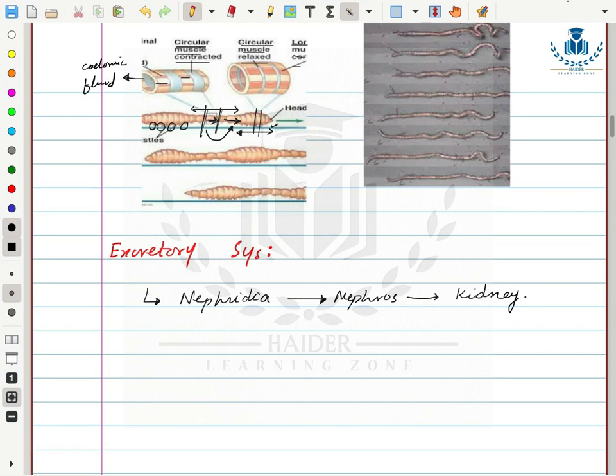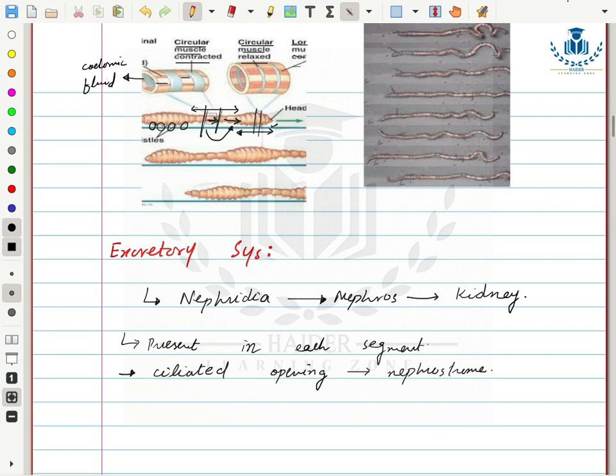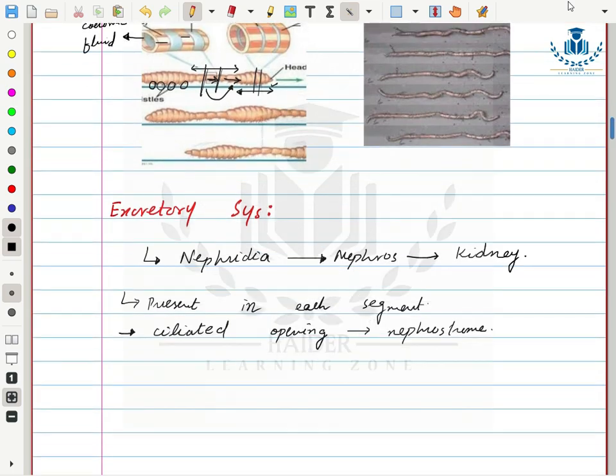of annelids. Nephridia are highly coiled structures and they are present in each segment of the body. Along with that, each nephridium has a ciliated opening that is called nephrostome. This ciliated opening has many cilia that help to propel the excretory waste into the excretory tubules.